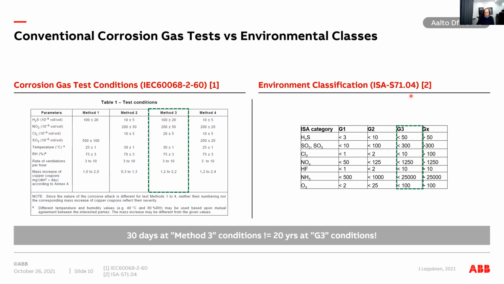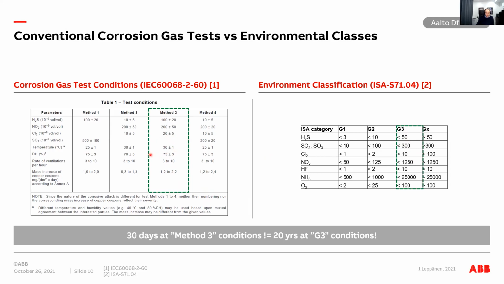But on the other hand, if you look at the standards for the environmental classification, these three conditions from this ISA standard are really common and allowed for the components. For example, 50 ppb of H2S. Now when you look at these, it's only 100, so it's only double. And the test duration is 30 days. I don't know if it's written here somewhere, but nevertheless, it's typically 30 days.